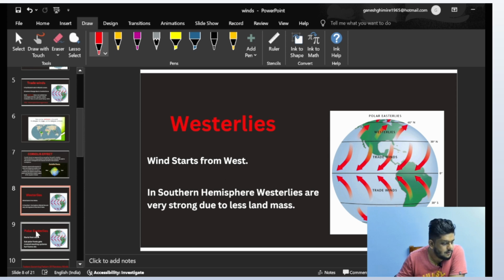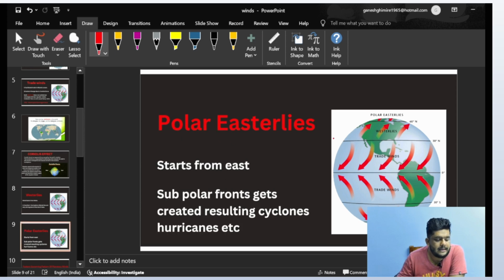Let's move ahead to polar easterlies. Westerlies started from which direction? From the west, right? Similarly, polar easterlies start from the east. Which area is it? As you can see here, 60° north and 60° south. This region is called the polar easterlies.